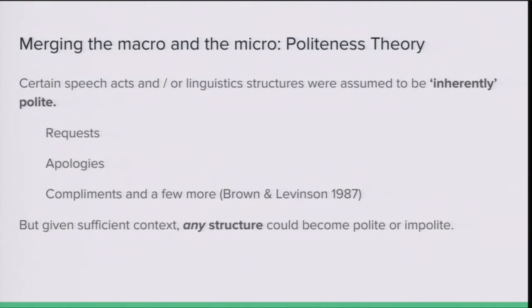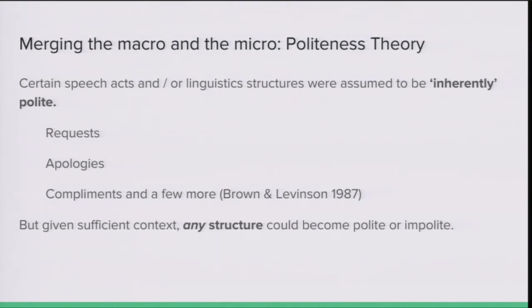Now, one of the earliest theories of politeness was by Brown and Levinson. It was 1978, and then again 1987, when it was published as a book. This is probably one of the most famous theories of politeness, something which most people would know, and something which is really well articulated and formalized too. It says that certain speech acts, or in later refined versions linguistic structures, are assumed to be inherently polite.